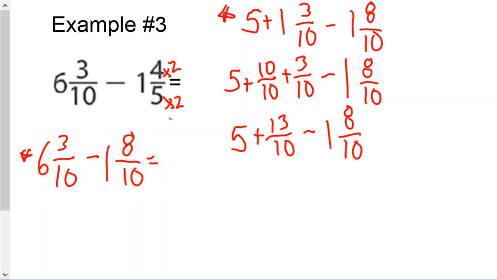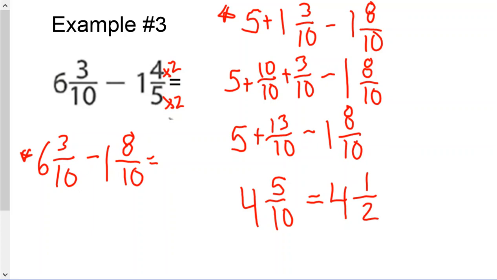Okay, now we're all set up and we can do our arithmetic. So let's start with the whole numbers. 5 minus 1 is 4. And then 13/10 minus 8/10 will give us 5/10. Okay, and then we can simplify 4 and then 5/10. In 5, there's one group of 5, and in 10 there's two groups of 5. So if we pull out a 5, we would have 1/2. Okay, so our answer would be 4 and 1/2.